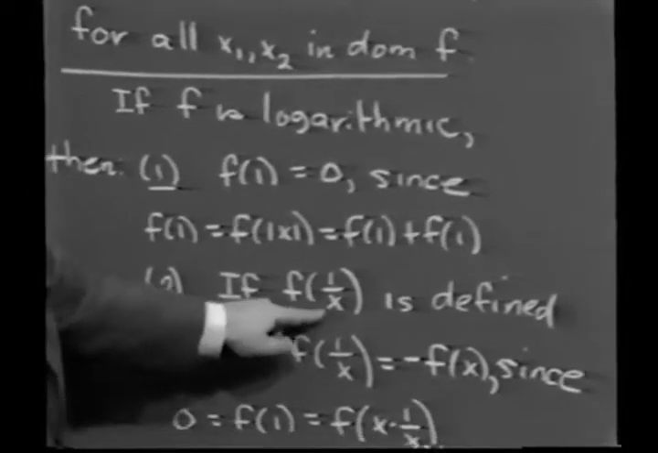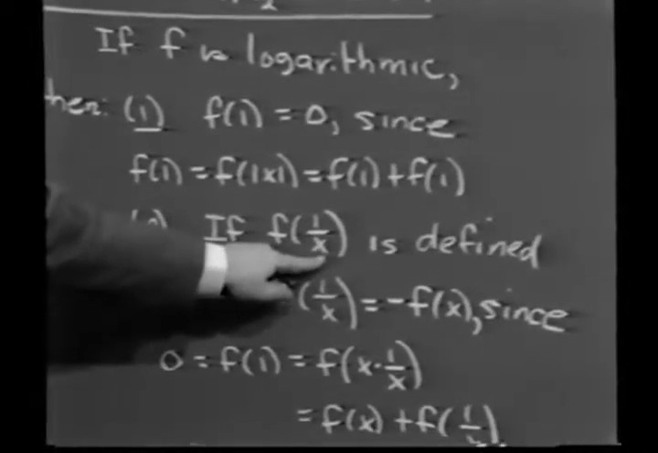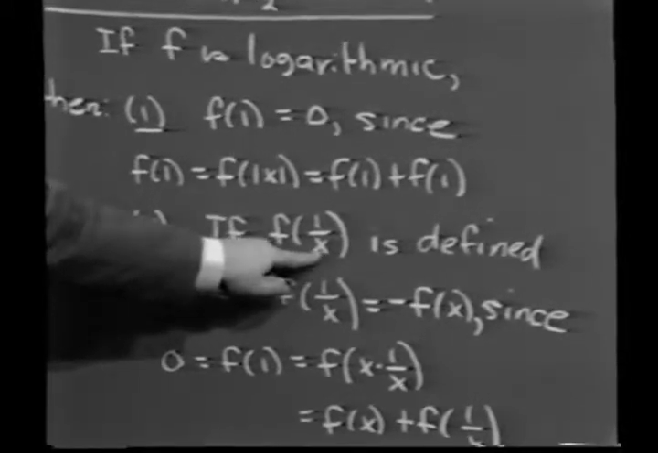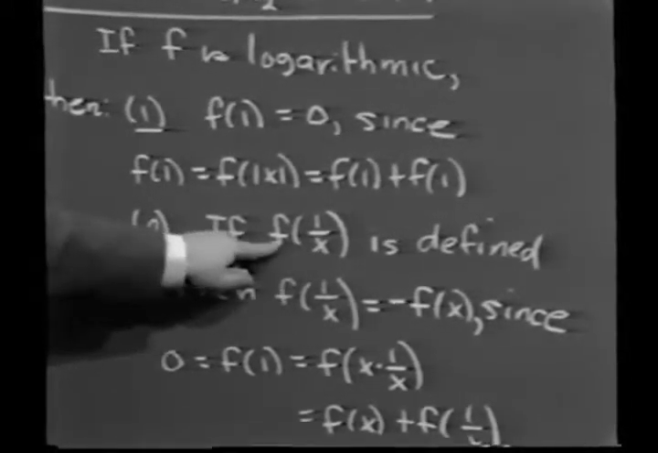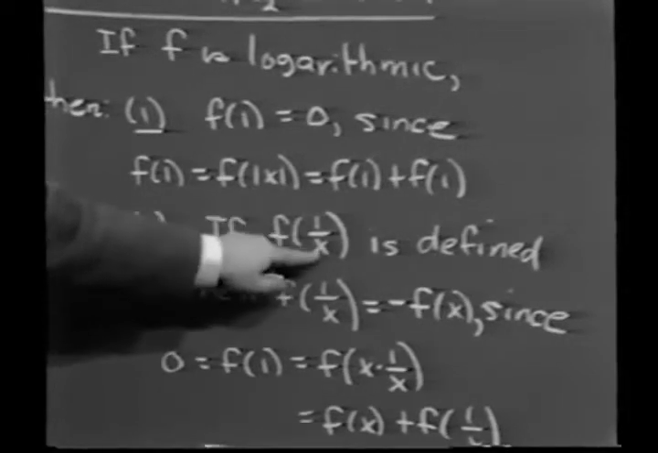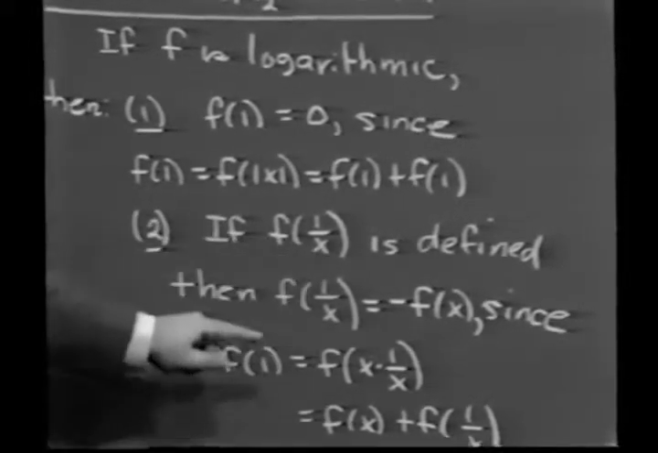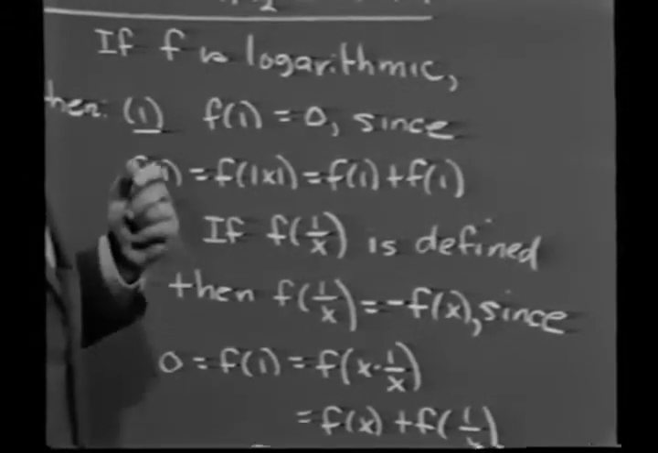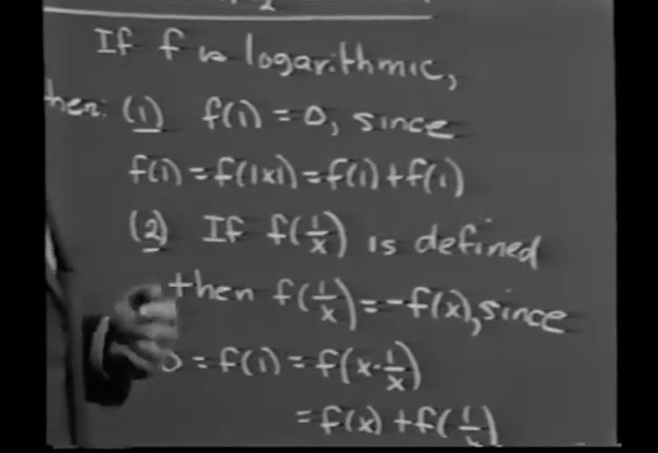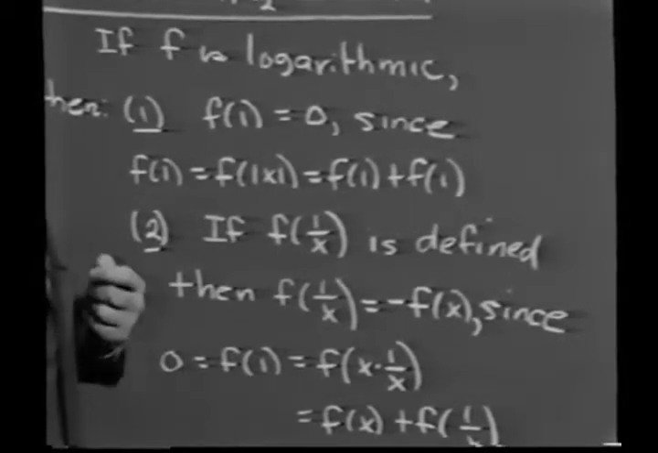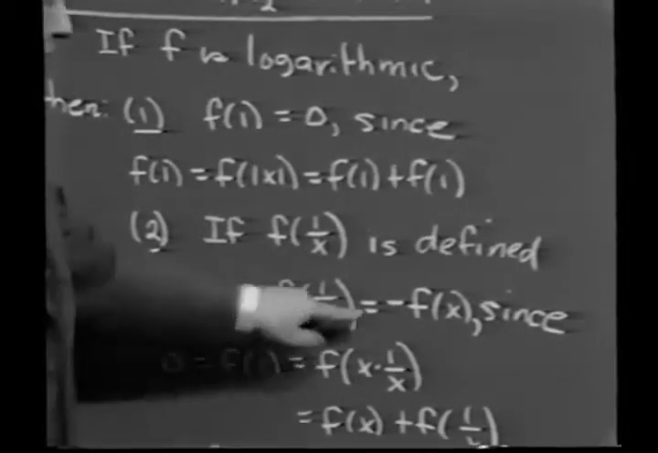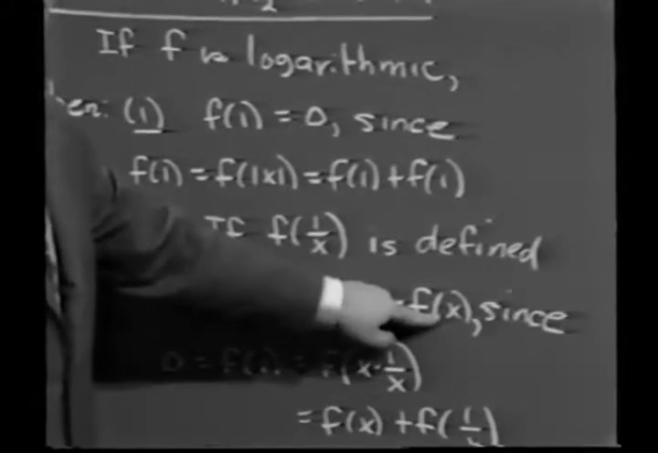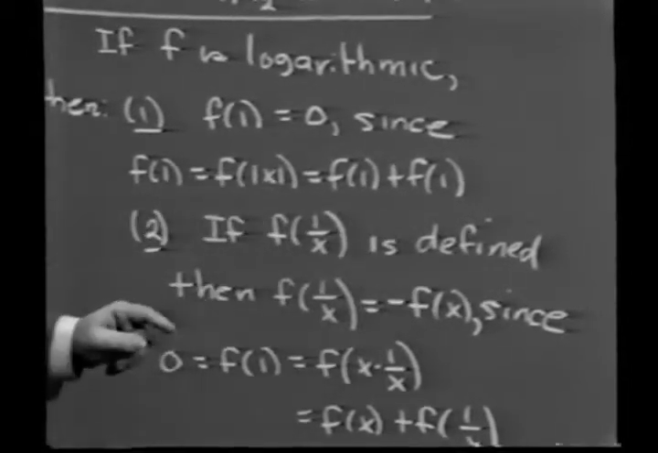Secondly, if f of 1 over x is defined, you see, in other words, I'm not sure whether 1 over x is in the domain of f just because x is, but suppose 1 over x is in the domain of f. Then f of 1 over x is equal to minus f of x. In other words, f of a number is minus f of the reciprocal of that number. Again, a familiar logarithmic property. Why does it follow from our basic definition?